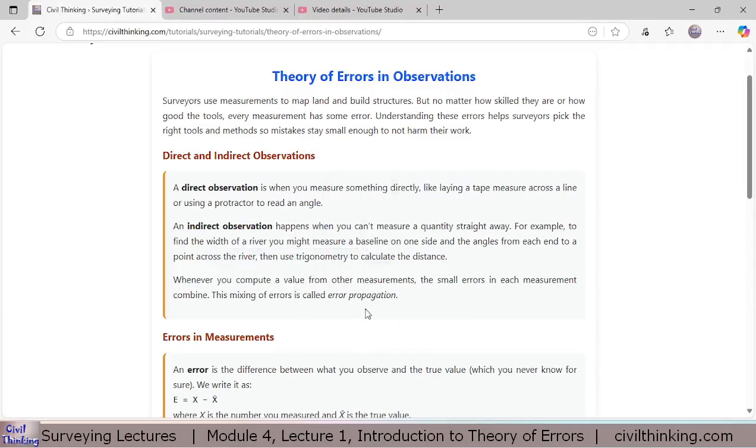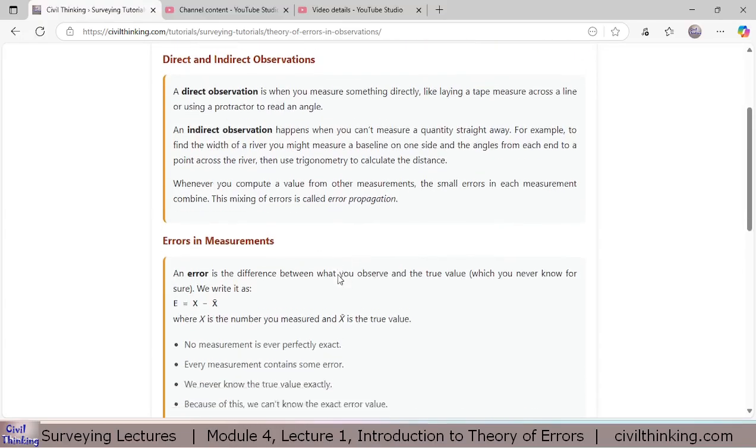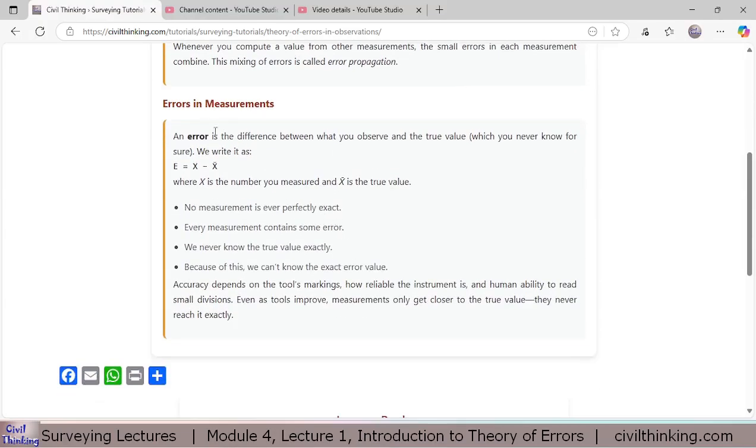I also told you about this error propagation. Whenever you compute a value from other measurements, the small errors in each measurement combine. This mixing of errors is called error propagation. I have already told you about this, so let us move on. Now, errors in measurements.